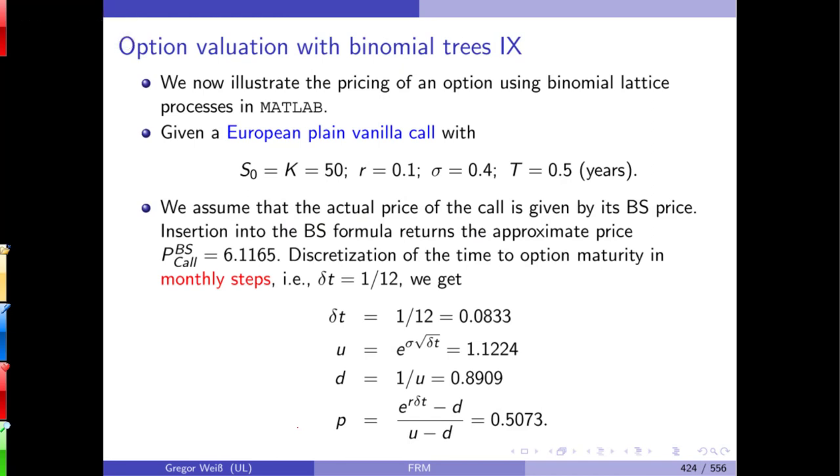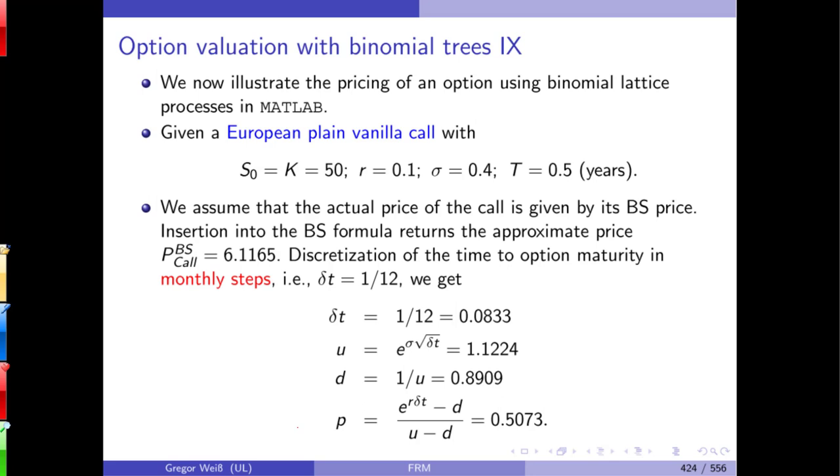And then now, in the end, let's do this in MATLAB, and I want to show you how very simple this is to implement on a computer. We'll take a European plain vanilla call with strike and current stock price 50, 10% risk-free rate, volatility is 40%, and we're looking at a maturity of half a year, 0.5. Now, for the moment, because it's a European plain vanilla call, we can assume that the actual price under these market assumptions is given by the Black-Scholes price. And that would be 6.1165.